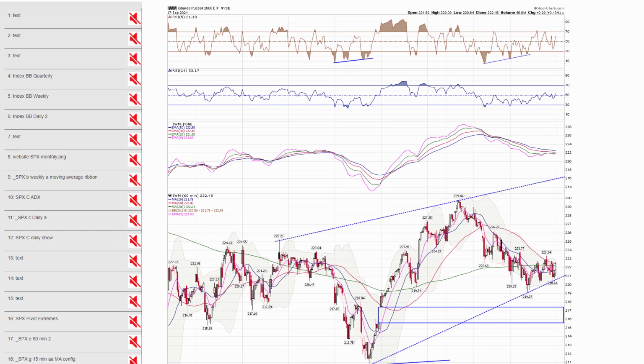Okay. So that does it for the indexes, guys. Again, we'll see what we do this week. Remember the FOMC on Wednesday, and futures currently are down tonight. Let's look at a few indicators.